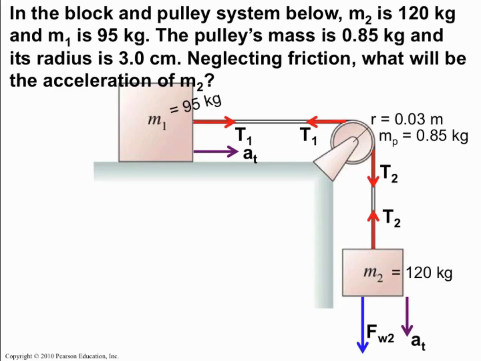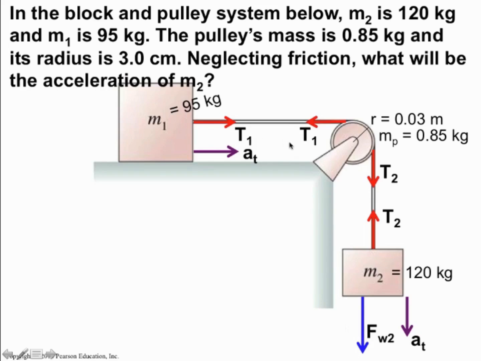Okay, let's try to understand the sketch first. M1 equals 95 kilograms, we know that. A sub t, this acceleration, even though it's horizontal, is going to match this acceleration, which is vertical, and we can see that that acceleration, since it lines up with the string that's tangent to the pulley, is tangential acceleration.